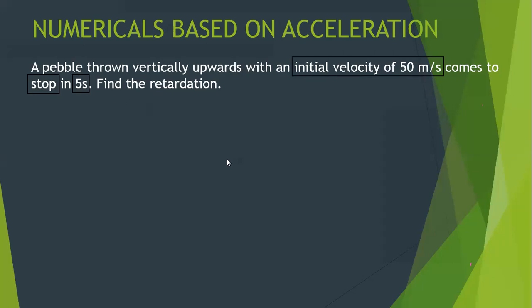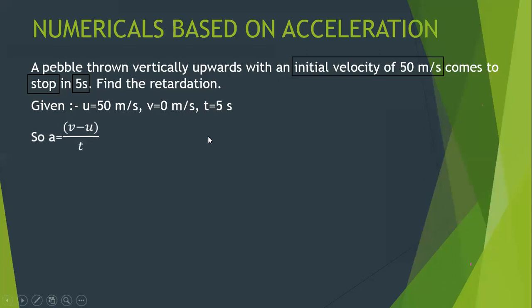Chalo, let's write down the given. So what is given? U is 50. V is 0. Understand? It comes to stop, so V becomes 0. And then T is how much? T is 5 seconds. Let's substitute it now. A is equal to (V minus U) by T. V is 0, so 0 minus 50 upon 5. 0 minus 50 will not be 50, it will be minus 50. Minus 50 upon 5 is minus 10 meter per second square.